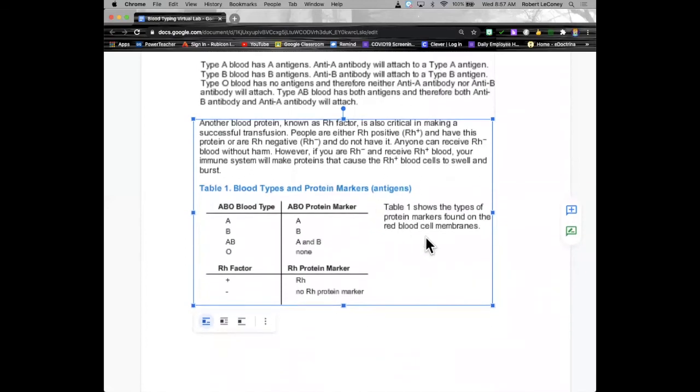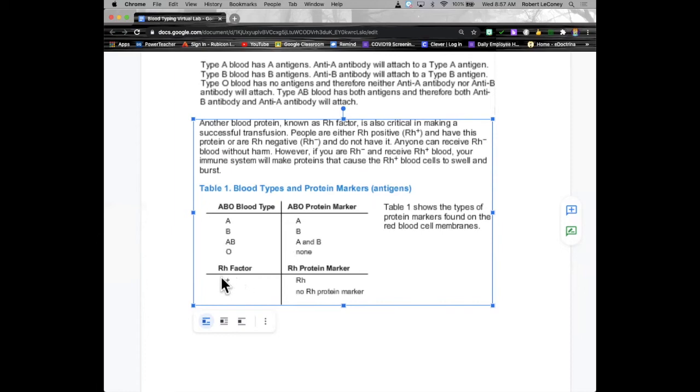Table 1 shows the types of protein markers found on the red blood cell membranes. So, if you are type A, you have an A antigen. If you are type B, you have a B antigen. If you are type AB, you have A antigens and you have B antigens. There's no such thing as an AB antigen. You have A antigens and you have B antigens. If you are type O, you don't have any of these antigens.